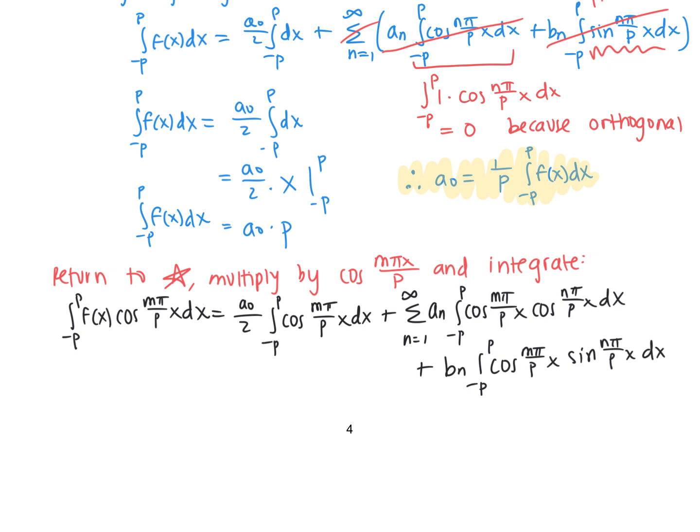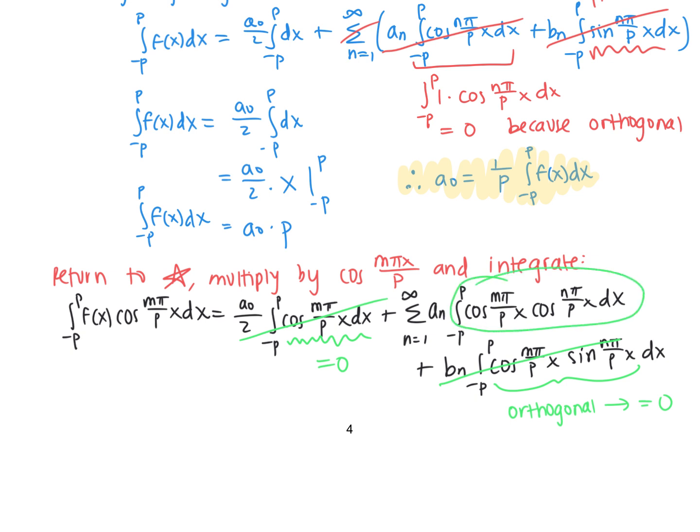Okay, so again, we're going to have to ask ourselves, what do we know about this? Well, if we integrate a cosine function from negative p to p, we're going to get 0. And you can integrate that to confirm if you want to. We know that cosine and sine functions are orthogonal from above. So that is going to equal 0. So this goes away, and this goes away. So then the natural question is, what happens to this integral?